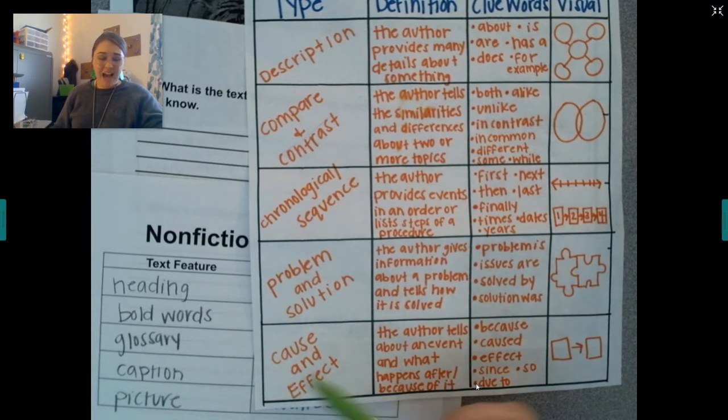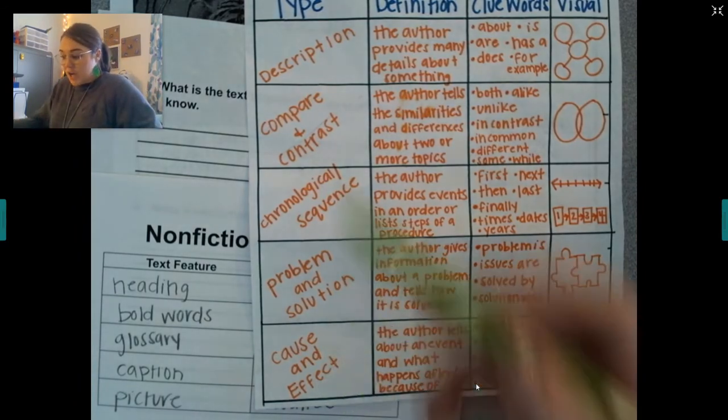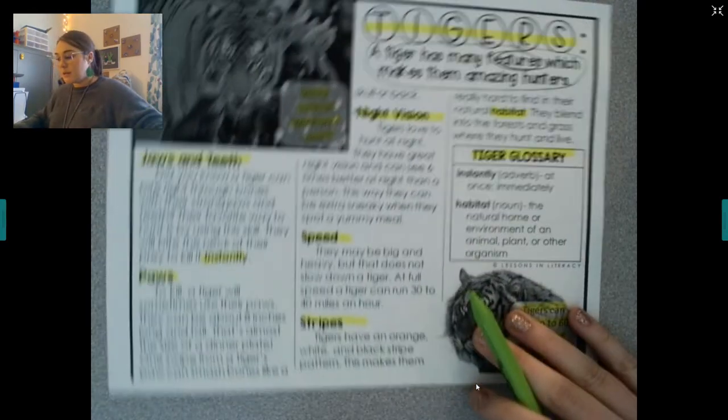And cause and effect, I don't know yet because there's no event. But I'm stuck between cause and effect and description right now. And that's just from the first 2 paragraphs. So let's keep reading.